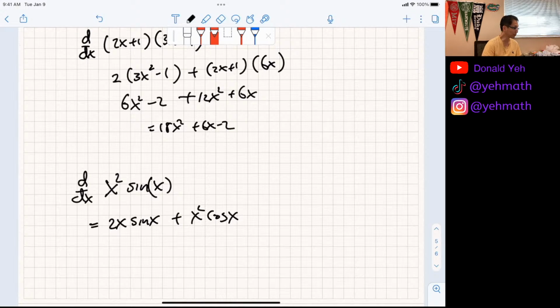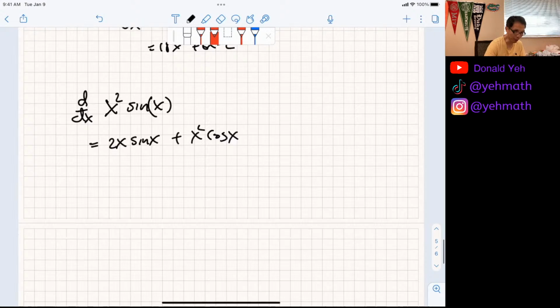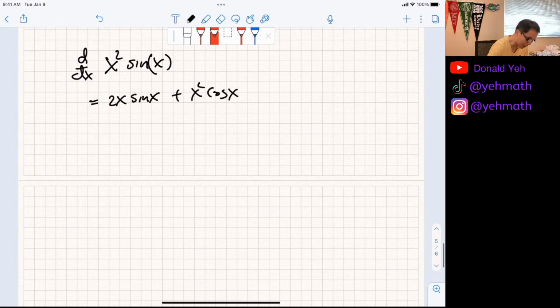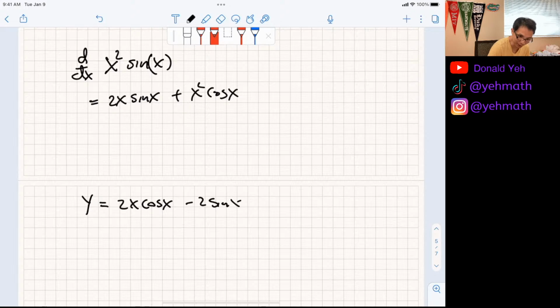Does that make sense? Now, knowing the difference between product rule and constant multiple rule is also very, very important too. So let's just say if I have a function that says y equal to 2x cosine of x minus 2 sine of x here, and I say, hey, let's take a derivative of this, y prime.